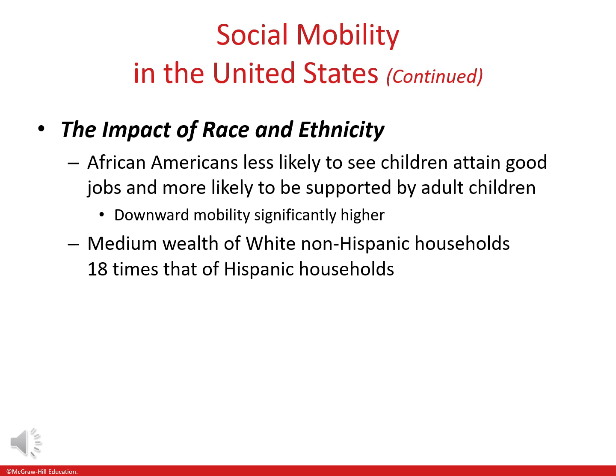Impact of race and ethnicity. African Americans are less likely to see children attain good jobs and more likely to be supported by adult children. So there's a downward mobility, which is significantly higher. If you're part of the sandwich generation where you take care of your kids and take care of your parents, that takes more income out of your pocket as far as wealth goes. And because of institutionalized racism and laws that are still around today, African Americans are less likely to improve their economic standing. And the median wealth of white non-Hispanic households is 8 times that of Hispanic households.